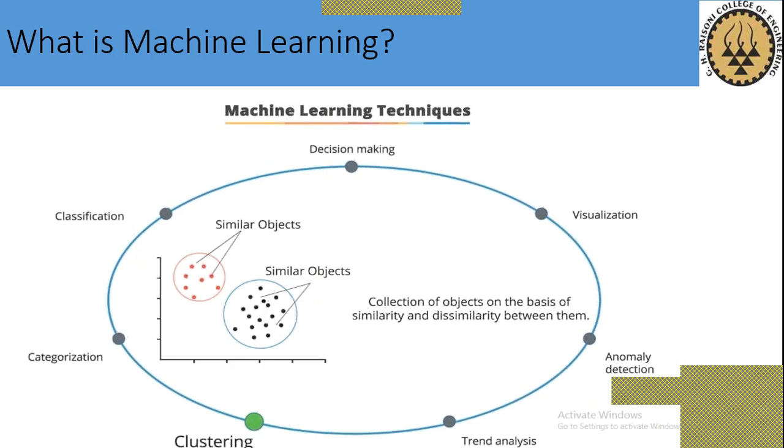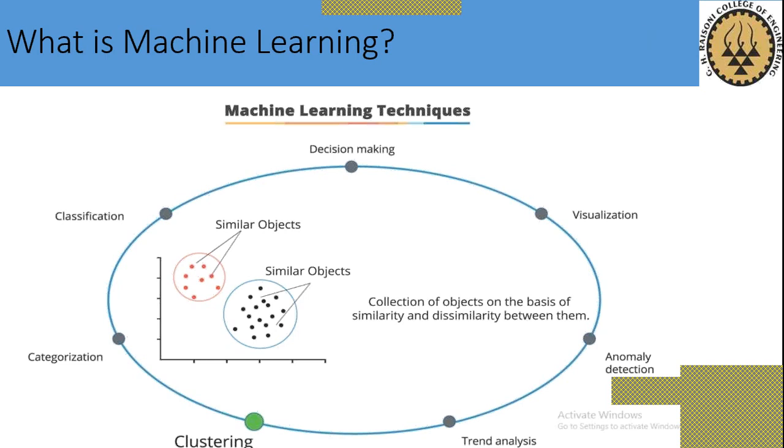The next technique is clustering. Clustering and classification are nearly the same, but the difference between clustering and classification is that in classification we have labeled data. We will see what labeled and unlabeled data are in our coming lecture. For right now, just keep in mind that for classification we require labeled data to put data into different classes.